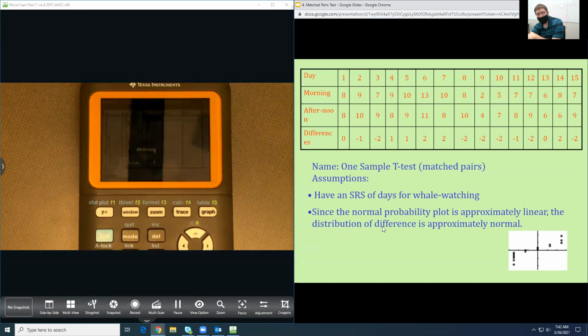And then we need to say, since the probability plot is approximately linear, the distribution of the differences is approximately normal. So we have to go back to the graphing option, and I'll show you guys where to find this in the calculator again to prove that we have a normal-ish set of data here. Because we don't have a word problem that told us everything's approximately normal.